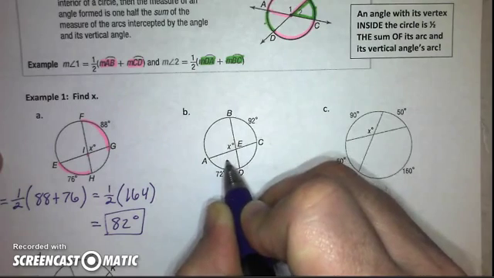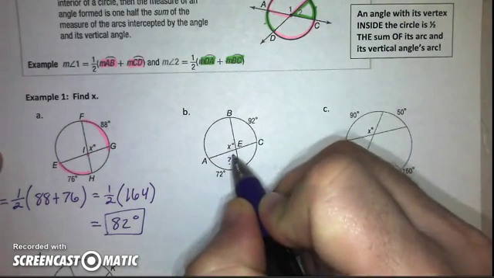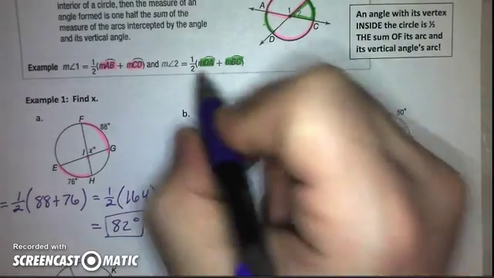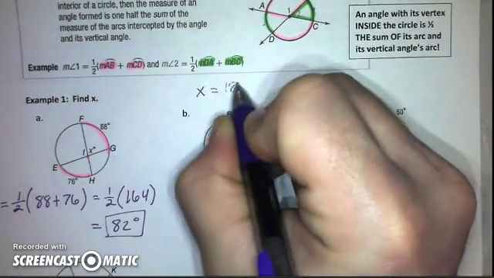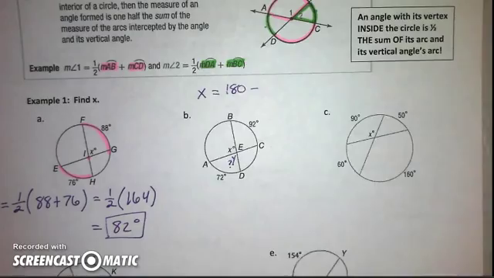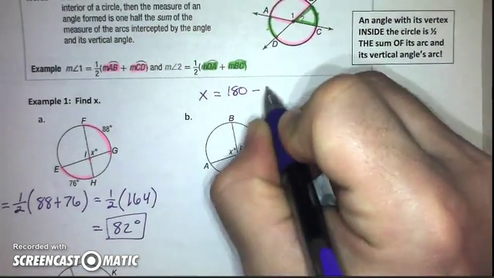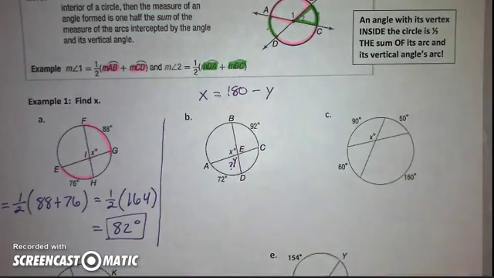So if I can find this angle measure right there, then I just take it away from 180. Okay, x is going to equal 180 minus, let's call this another variable. Let's pick the letter y. Okay, so x is going to equal 180 minus whatever y is. So the first thing we're going to do is find the value of y.